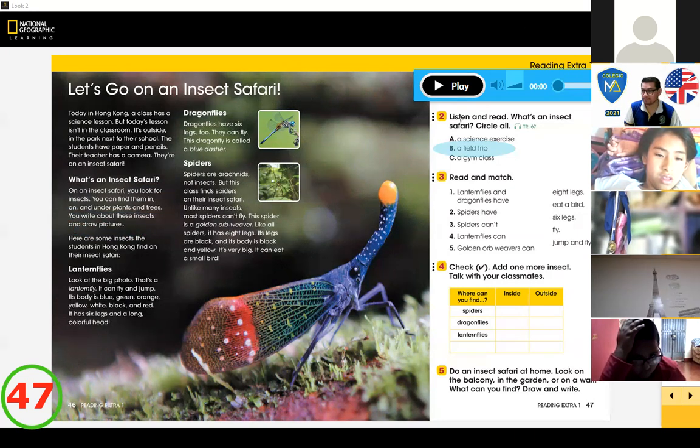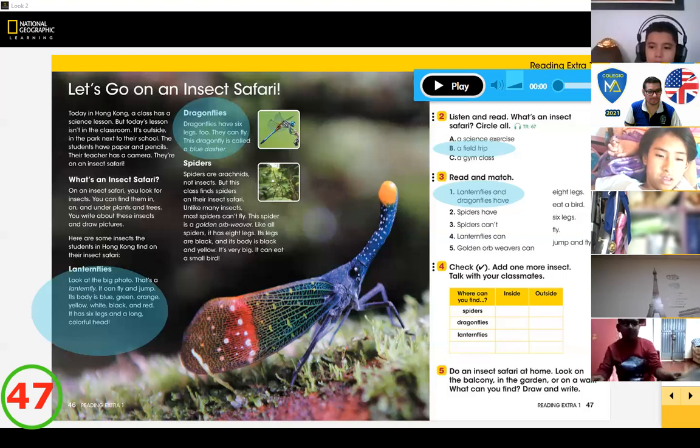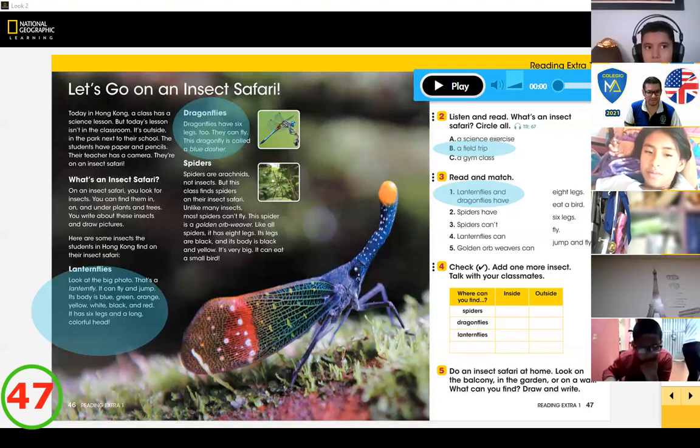That's the insect safari. Number three, it says, lanternflies and dragonflies have: 8 legs, eat a bird, 6 legs, fly, jump and fly. What do you think? Lanternflies and dragonflies have, what do they have? It says have, tienen, what? What do they have? You have to tell me the answer. Jump and fly? Really, are you sure? This is something in common. ¿Qué tienen ambos? Hay algo que tienen en común.